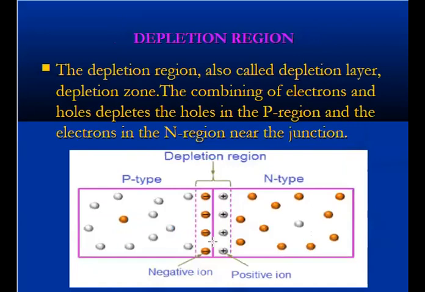Next, coming to the depletion region: when a P-type semiconductor is joined with an N-type semiconductor, the middle forms a depletion region. The depletion region is also called the depletion layer or depletion zone. The combination of electrons and holes depletes the holes in the P region and the electrons in the N region near the junction. That means from the N-type semiconductor the electrons will jump to this side, and in the P-type semiconductor the holes will come to this side. So at the barrier they form a depletion region. These are called negative ions and these are called positive ions.